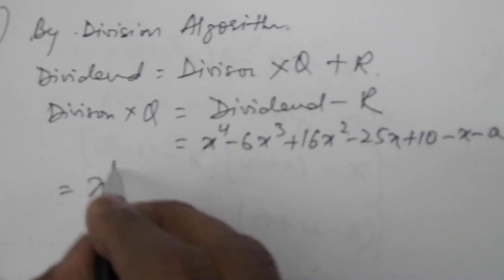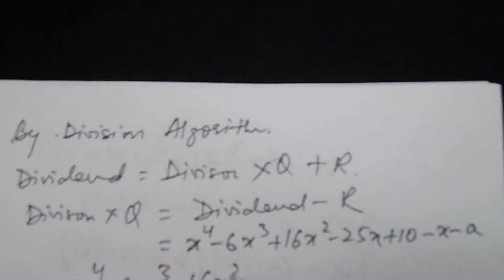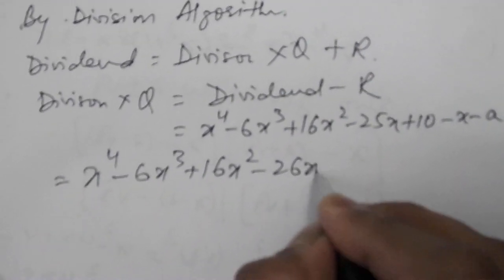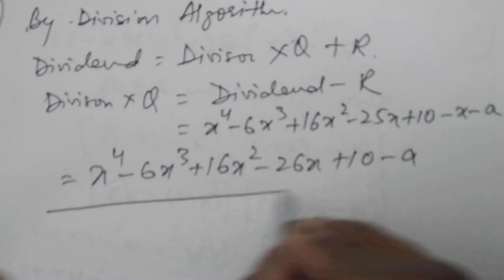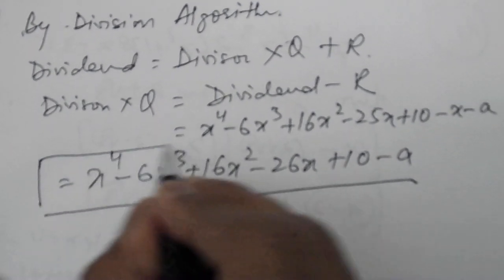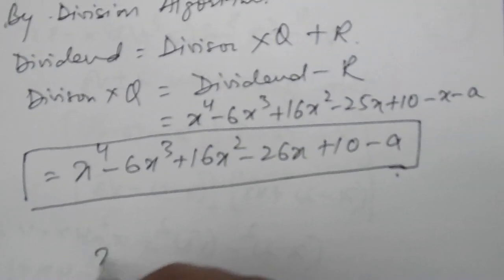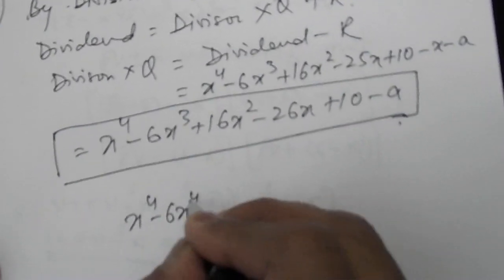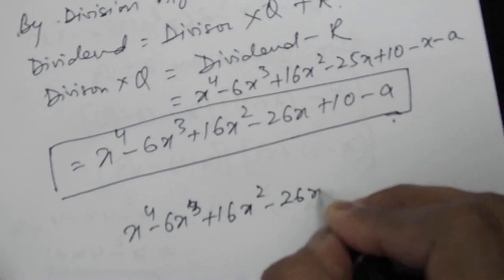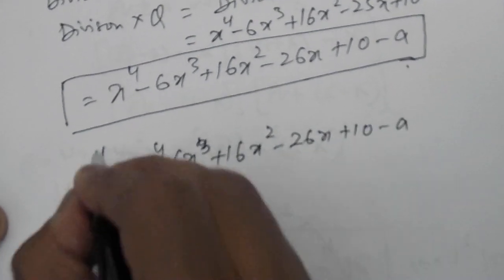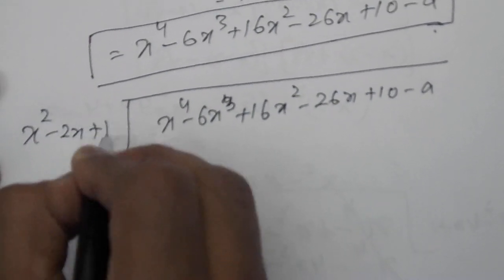So what have we got? x raised to the power 4 minus 6x cube plus 16x square minus 26x plus 10 minus a. So this is the polynomial we have got. Now we have to divide this polynomial by the given polynomial. We are dividing this with x square minus 2x plus k.